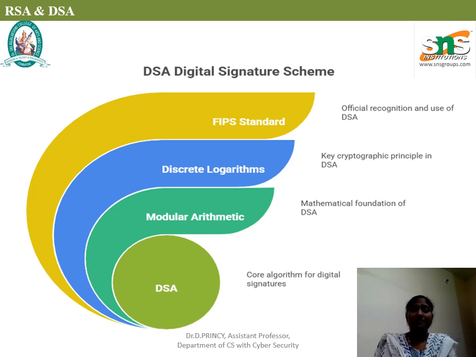The next digital signature scheme is DSA, the Digital Signature Algorithm. It is the core algorithm for the digital signature. Why it is a core means this is the standardized algorithm for governments and the transaction process. It includes modular arithmetic, which is the mathematical foundation of the DSA, and it also applies discrete logarithms. These are the key cryptographic principles in DSA. Next, the FIPS standard, which is the official recognition and use of DSA. For those purposes, this is recommended by the governments.